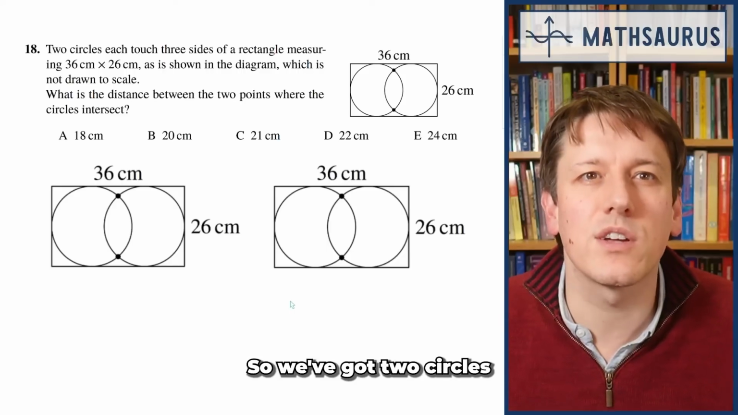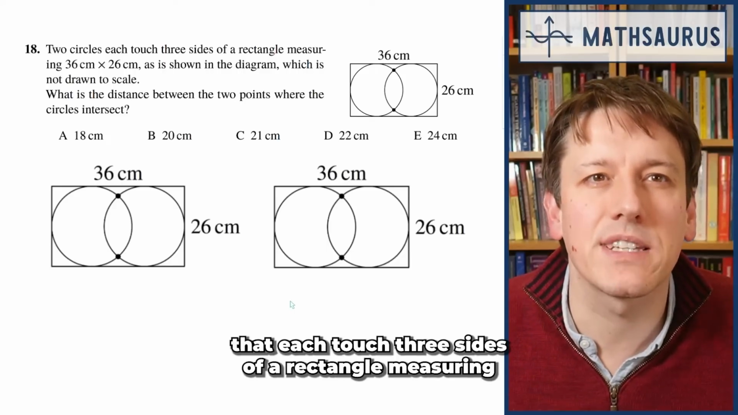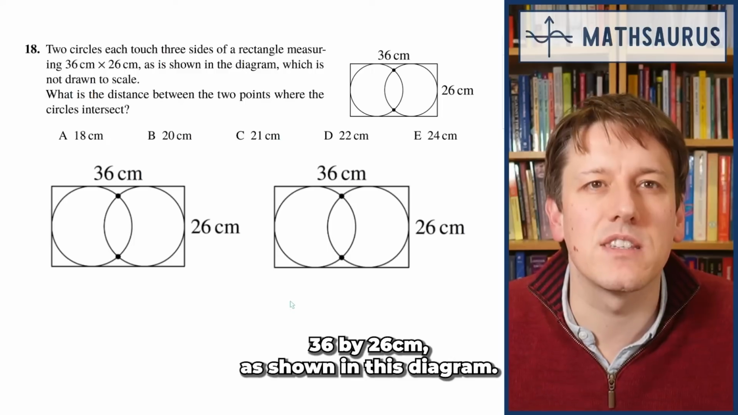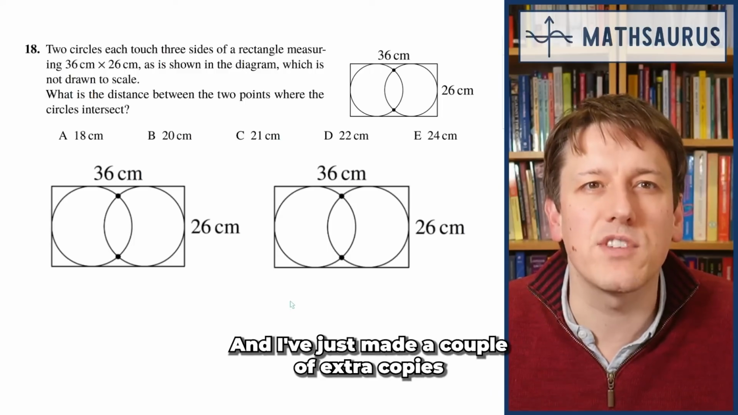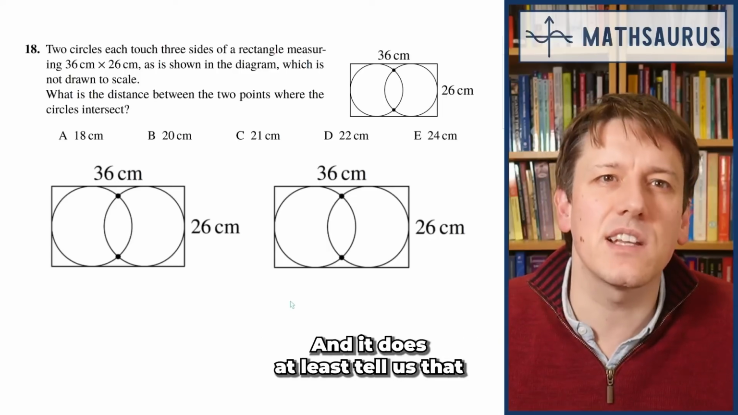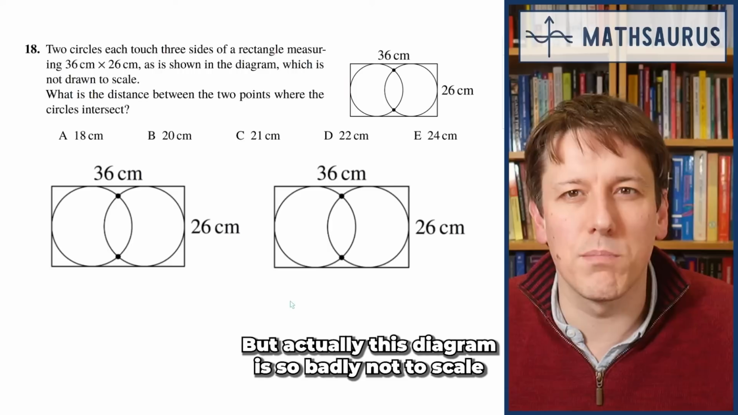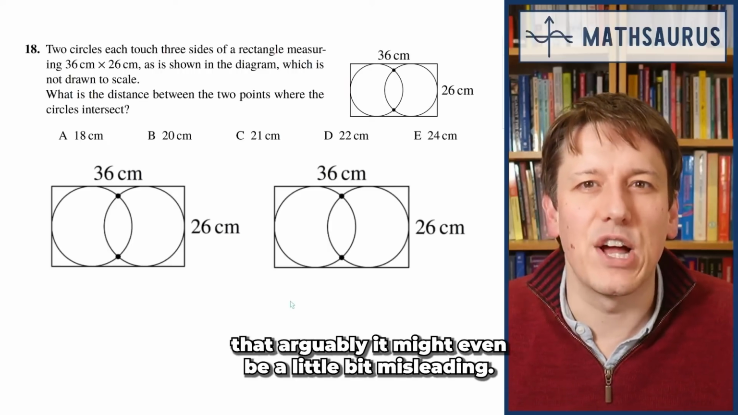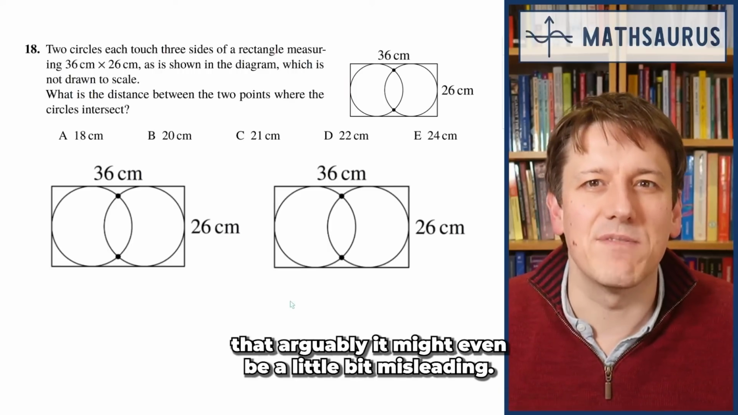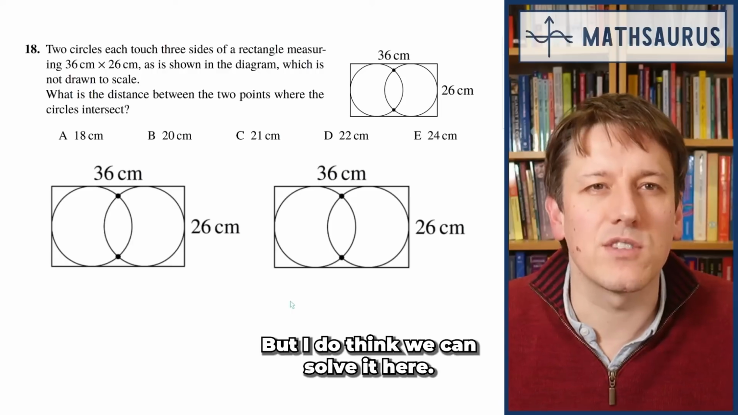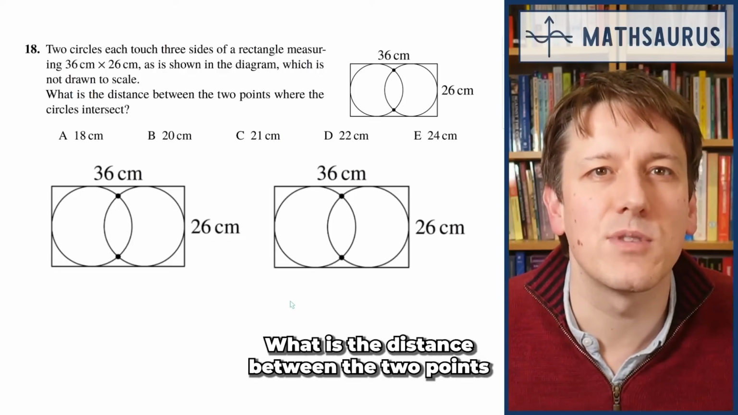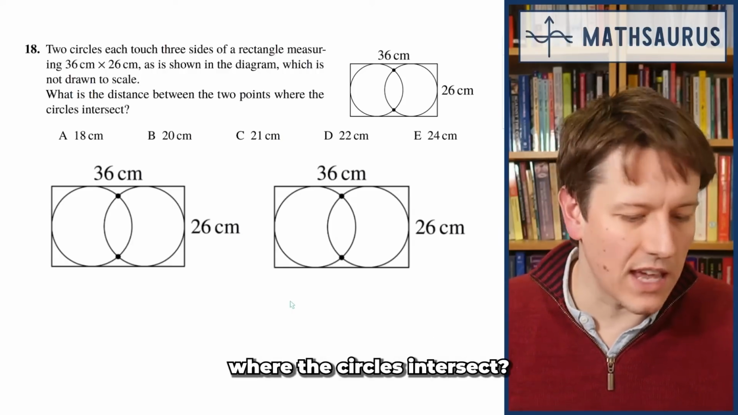So we've got two circles that each touch three sides of a rectangle measuring 36 by 26 centimeters, as shown in this diagram. And I've just made a couple of extra copies of that diagram. And it does at least tell us that the diagram is not to scale. But actually this diagram is so badly not to scale that arguably it might even be a little bit misleading. But I do think we can solve it here. What is the distance between the 2 points where the circles intersect?